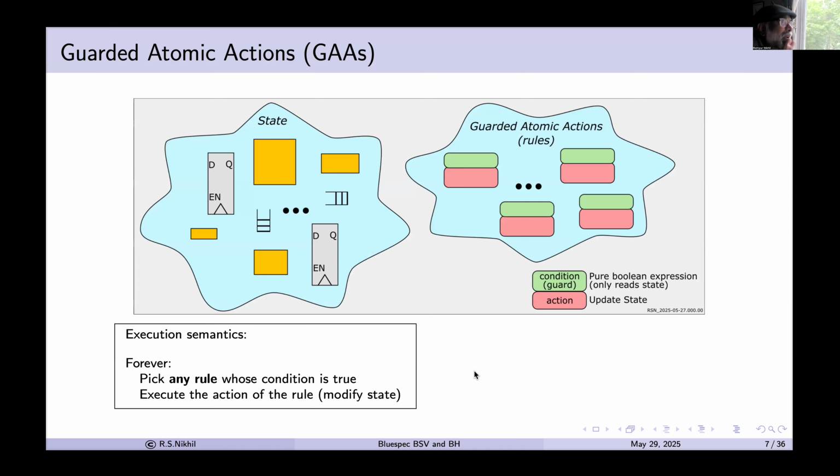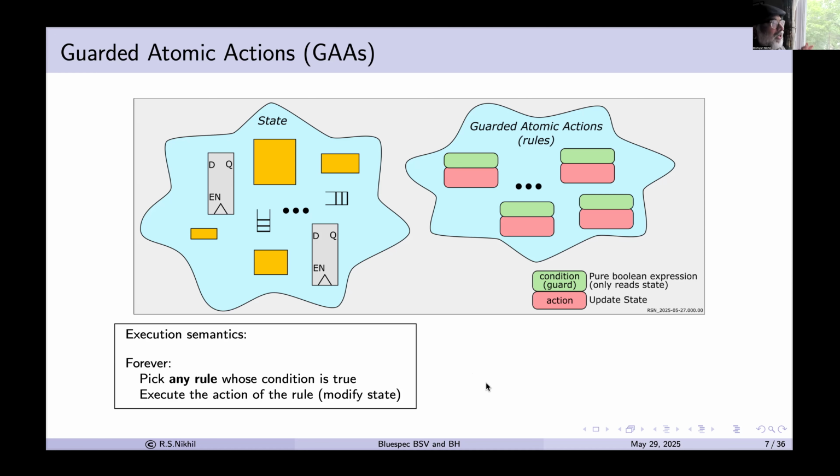Okay, so what do I mean by guarded atomic actions? You can think of a system as some collection of state elements: registers, FIFOs, SRAMs, memories, things like that. And the behavior is given by a set of rules, where every rule has two parts. One is a Boolean expression, which is called the condition of the rule or the guard of the rule, and a body of the rule, which is called the action, which is what can update state.